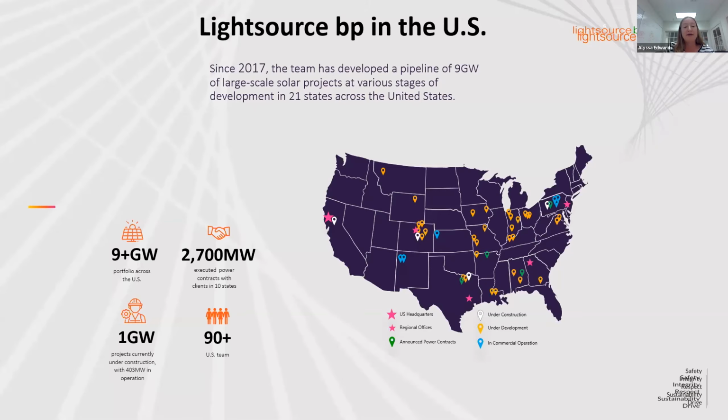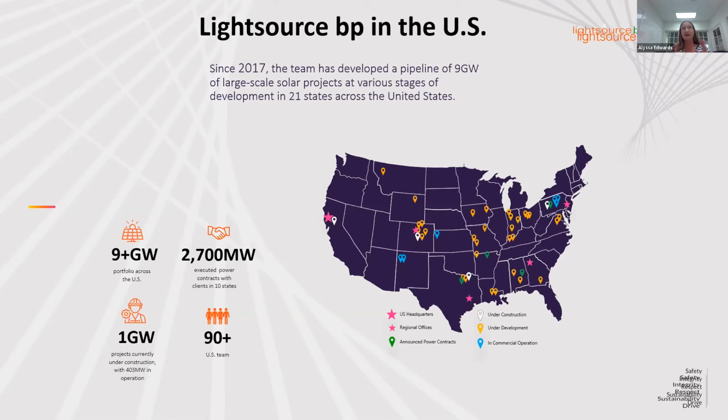In the US, we're pretty new. We entered the US market in 2017. And as the name suggests, we are a 50-50 JV with BP, the oil super major turned integrated energy company. And right now we're active in 21 states across the US, including my home state, Pennsylvania, which I will focus on. We have about 9+ gigawatts of projects in our portfolio. We have about 2.7 gigawatts of executed power contracts with clients in 10 states.